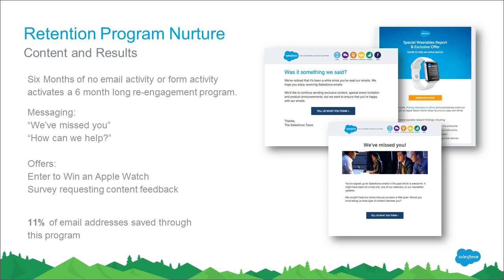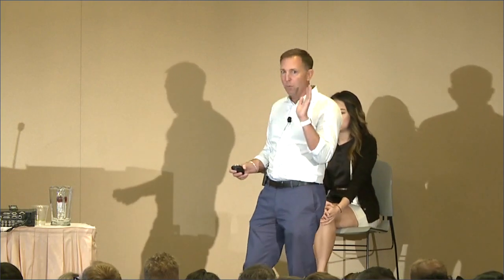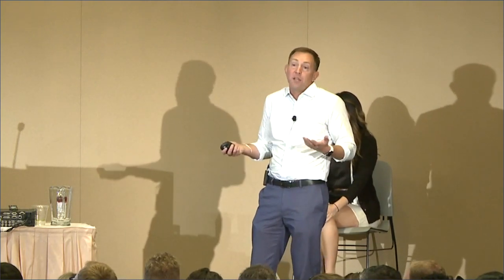So you can see we did some surveys, which is, tell us what kind of content you'd like to see from us. And then we straight up did an Apple Watch contest, because remember, to save them, they just have to open. And everybody fills out the form for an Apple Watch, so we actually saved 11% of our email addresses through this method. And the size of our database, 11% is a really significant number, just by doing 1 email a month to people that we didn't know anything about.